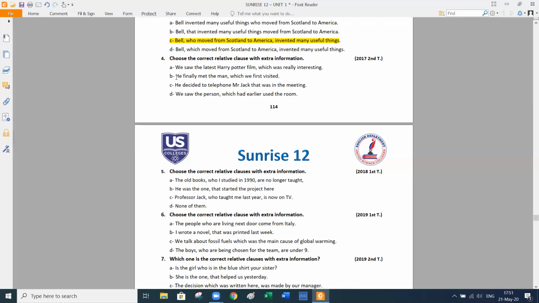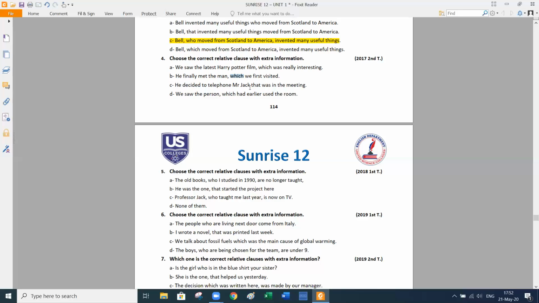Reading the other choices. B says, he finally met the man, comma, which we first visited. Which is used to refer to a man. So that's wrong. We don't use which to refer to people. C: he decided to telephone Mr. Jack that was in the meeting. There is no comma used, so this is not our choice. It's not a correct relative clause with extra information.